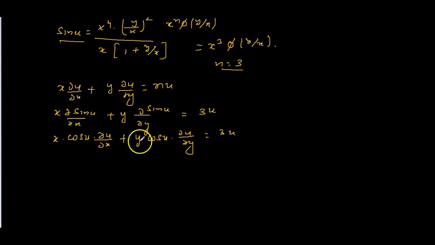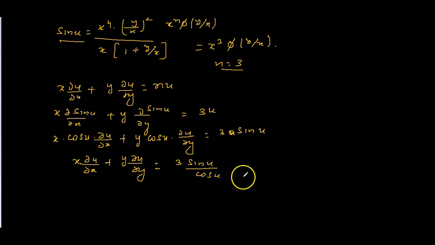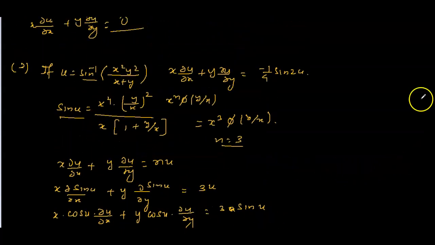Take cos u common here, and the u value here you can put as sine of u. So cos u, if you take the common, x into del u by del x plus y into del u by del y becomes 3 sine of u divided by cos of u. So it becomes 3 tan of u. So we needed to prove here 3 tan of u.